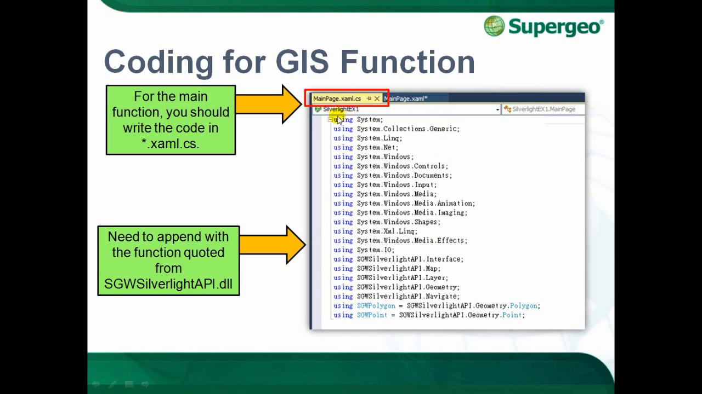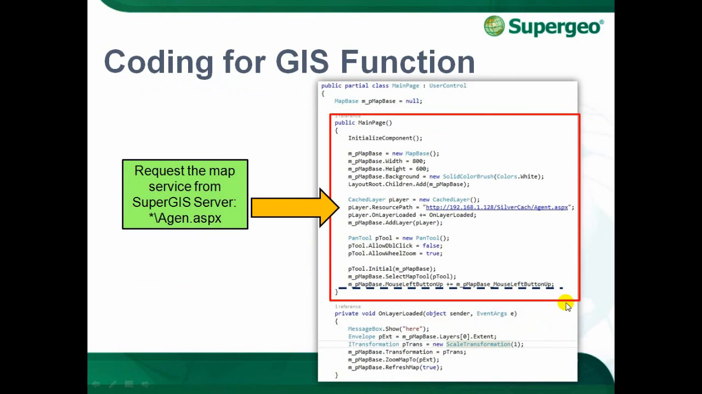And then after we are done with the first part of the coding, now we need to do the main function. In this one, the public main page is the major one to display the map. So under here, we need to set up the map frame, the width and the height, and we can set the background, then add the map to display.